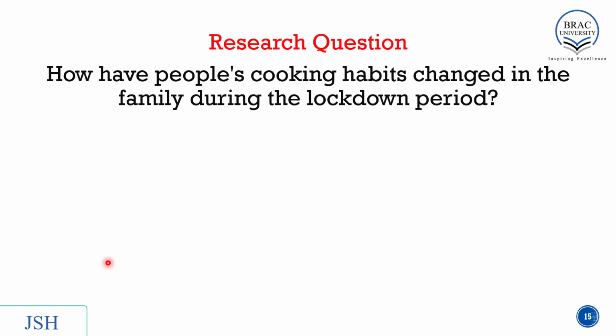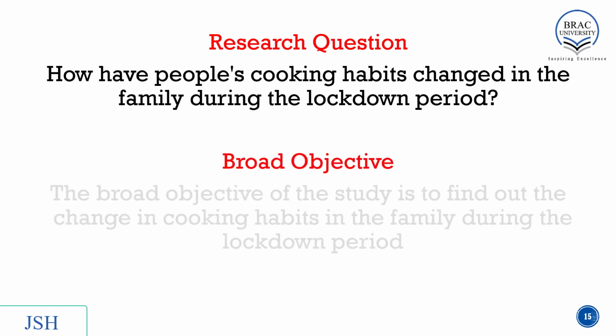So, our first research question was, how have people's cooking habits changed in the family during the lockdown period? Right. So our first step is to look at the research question. We have already done that. The second task is to convert this question into a statement or an assertive sentence, right? So something without the question mark. So the broad objective of this study might look something like this.